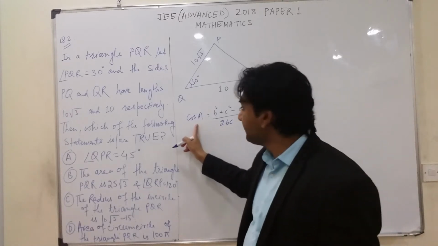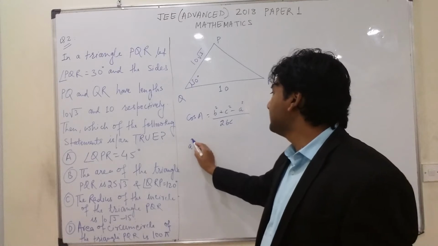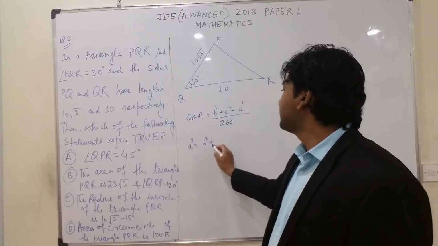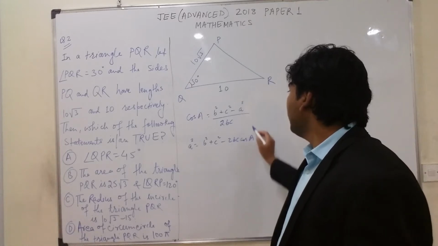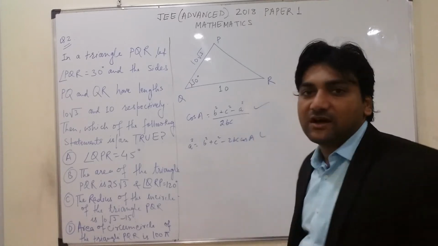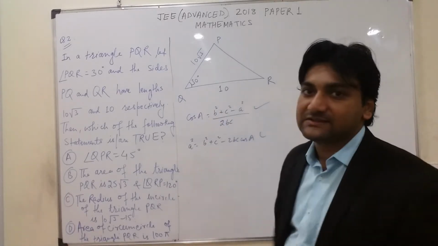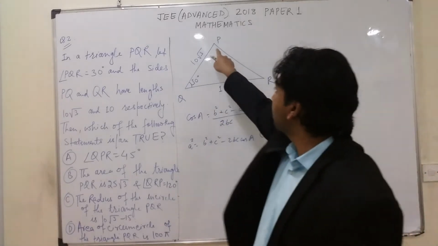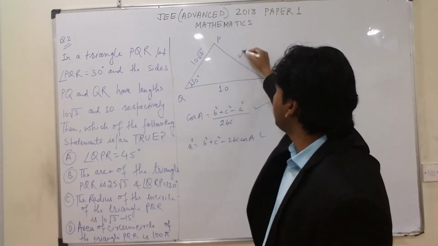This is for the angle. Now if you cross multiply and rearrange, then you will find a square equals b square plus c square minus 2bc cos A. Okay, these 2 formulas are the same. This is for finding the angle, this is for finding the side. So now we have to find this side. So this is PR. So I will apply the cosine rule over here.